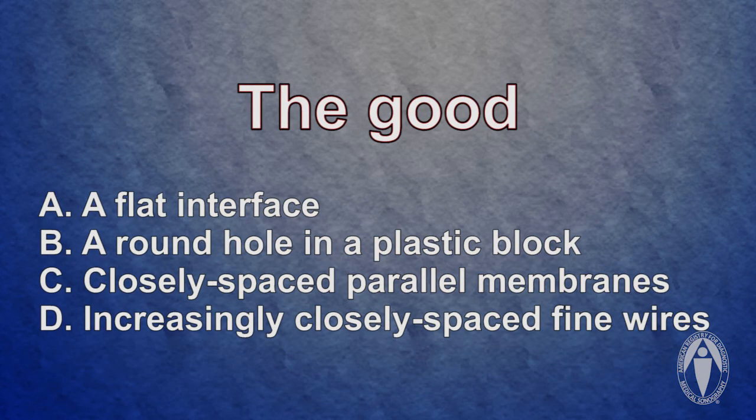Okay, so this is a pretty good set of distractors. They're not exactly the same length, but you notice that they have an adjective and a noun, and they're all talking about the same kind of thing. And I believe this talks to the idea of what's going on in a phantom for testing a piece of equipment. A flat interface, a round hole in a plastic block, closely spaced parallel membranes, increasingly closely spaced fine wires. So this is okay. They're not exactly the same, but they're of the same structure and format.